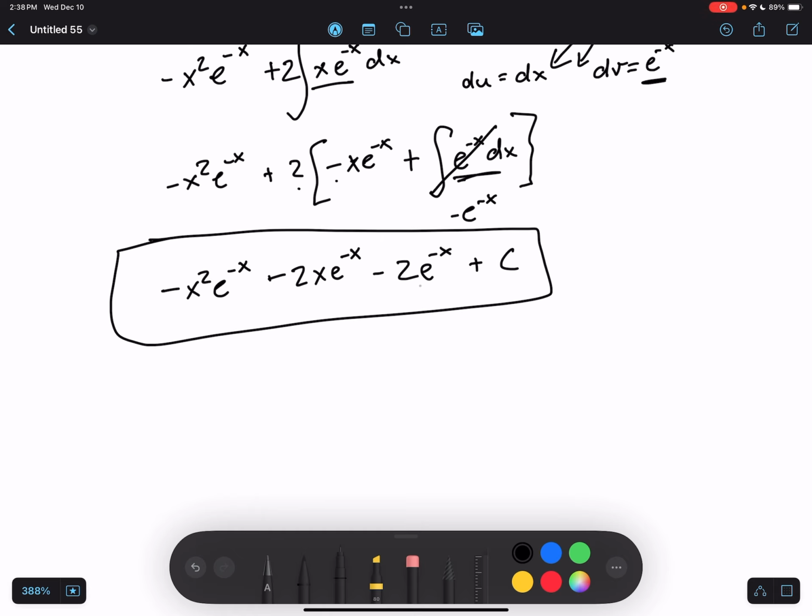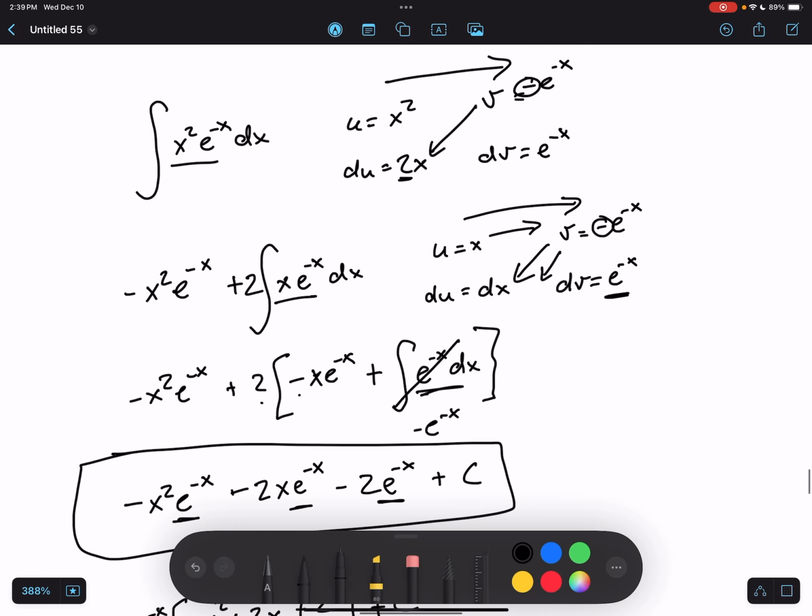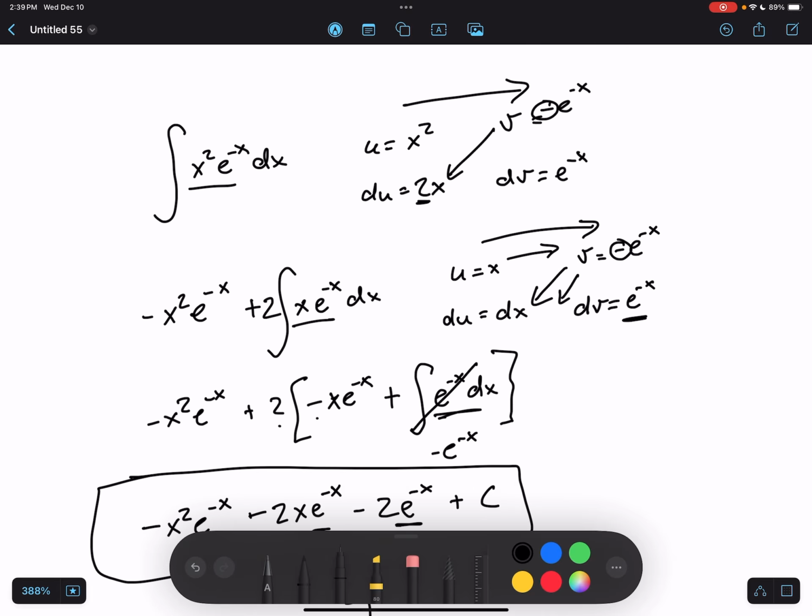If you really wanted to, you could extract the e to the negative x, and that would look like this: e to the negative x times negative x squared minus 2x minus 2 plus c. You could even extract this negative and change all of these to positives if you really wanted to. Either way, this is the solution to the integral x squared e to the negative x.